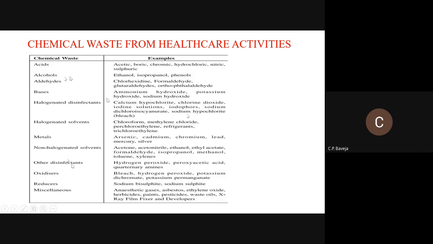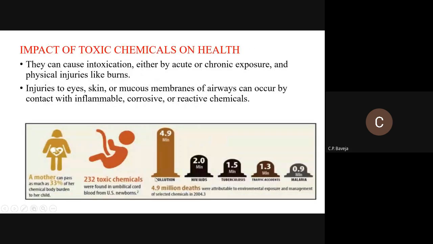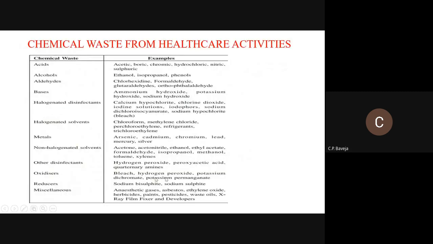Then other disinfectants like hydrogen peroxide and peroxyacetic acid are also used. These are very good disinfectants. Quaternary amines are there. Then oxidizers like bleach, which we have talked about. So bleach, hydrogen peroxide, potassium dichromate, potassium permanganate, and reducers like sodium bisulfite. So these are some examples of chemical waste.